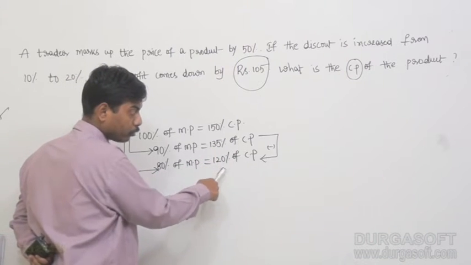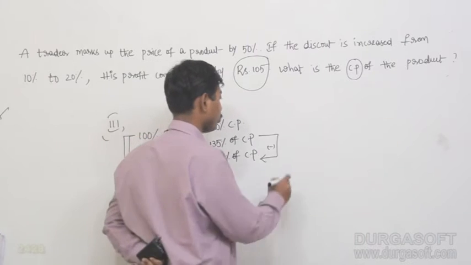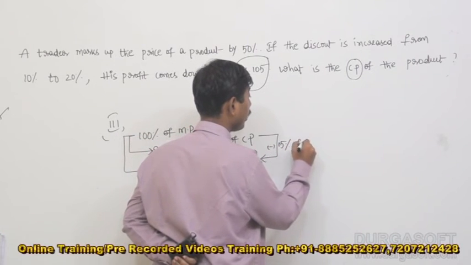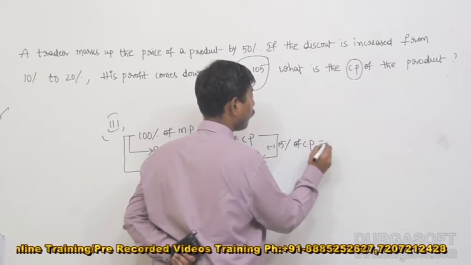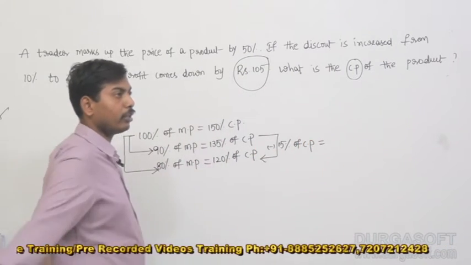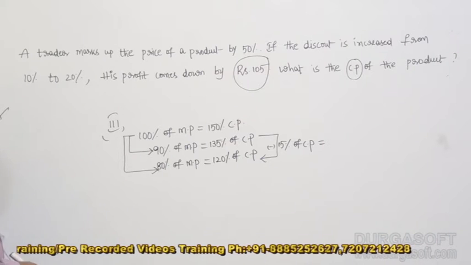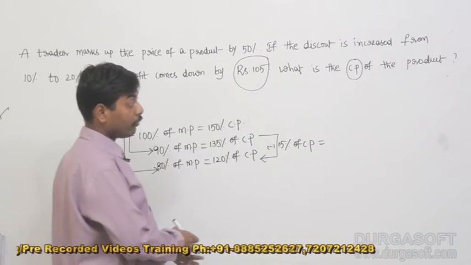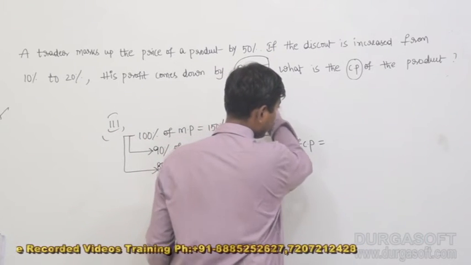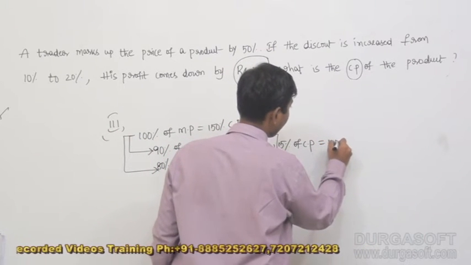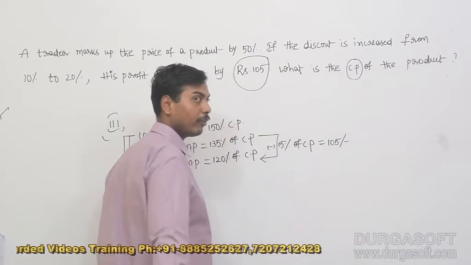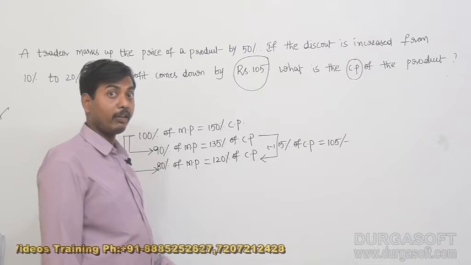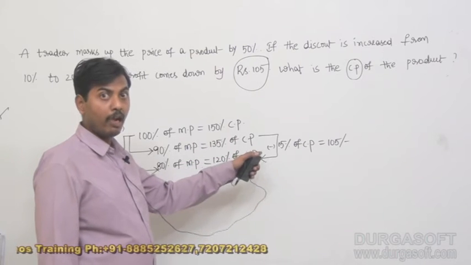135% of cost price to 120% of cost price. That means 15% of the cost price of an article is only decreased here. The profit comes down by 15% of the cost price because of increasing the discount percentage from 10% to 20%. 15% of the cost price of an article equals how much here? 105. That is what indirectly we got from that question.